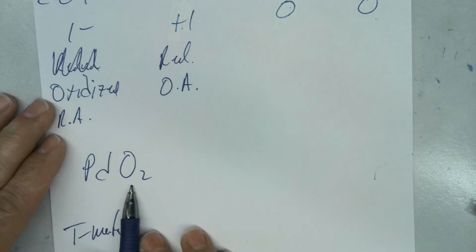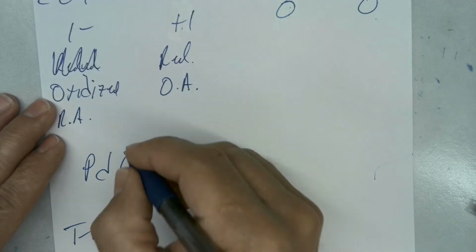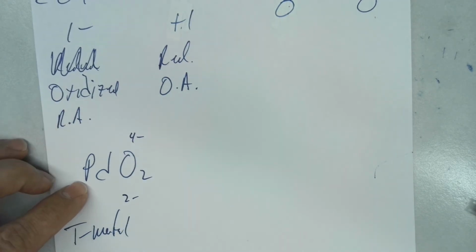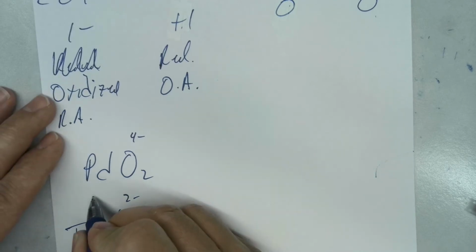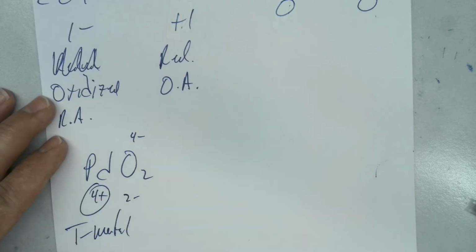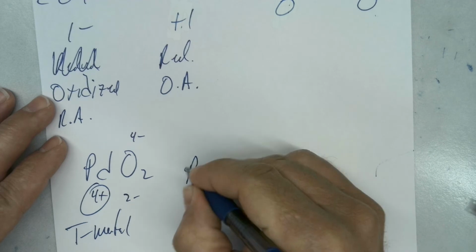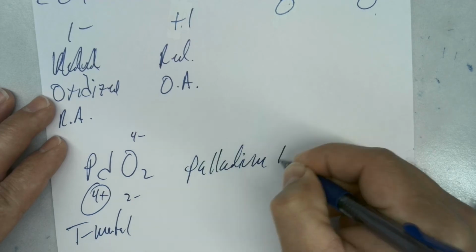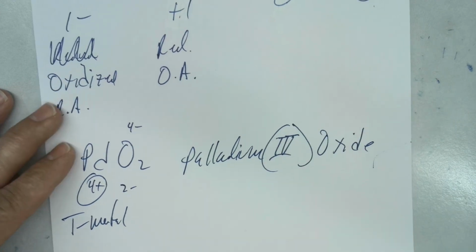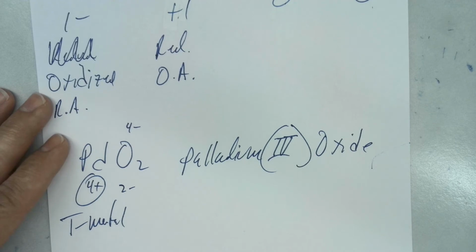Well, what is O 99% of the time? Two negative, right? But I got two of them, so I've got a net 4 negative, correct? Well, I've only got one palladium, so it must have been a 4 positive, right? That 4 positive is what goes in my name, and it would be palladium 4 oxide. That makes sense? Yeah, we do one more.